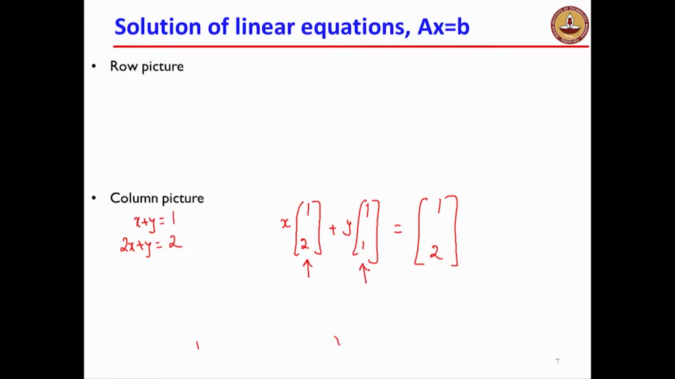So the question in terms of the row interpretation I was asking was, each row represents a line. Do these lines intersect? If they intersect, do they intersect uniquely in a point, or do they have multiple points of intersection? That was the question that I was asking in 2 dimensions, in 3 dimensions, as far as the row picture is concerned.